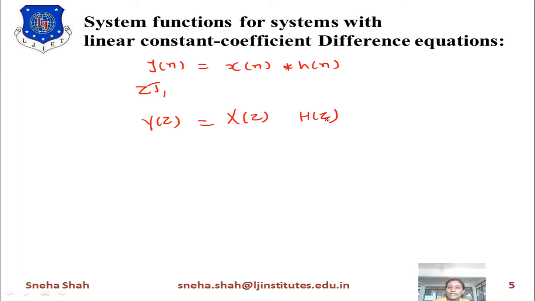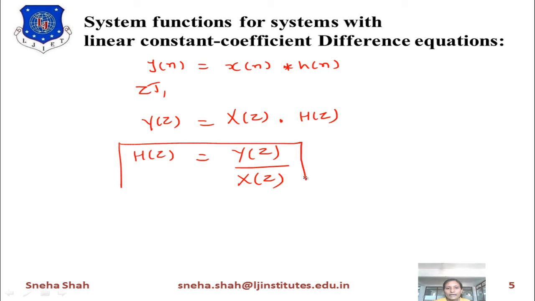And as you know, if we convolve two signals in the time domain, it corresponds to multiplication in the z domain. So by using this convolution property, we can write Y of z equals X of z into H of z. Now from this, if we want to find H of z, it equals Y of z upon X of z, that is output upon input. By using this equation, we can derive the linear constant coefficient difference equation.